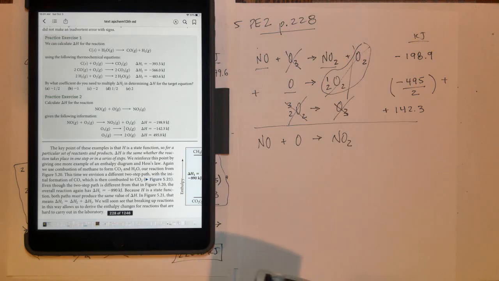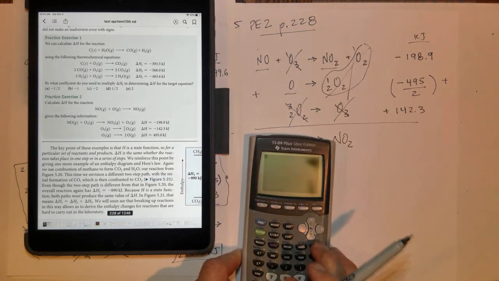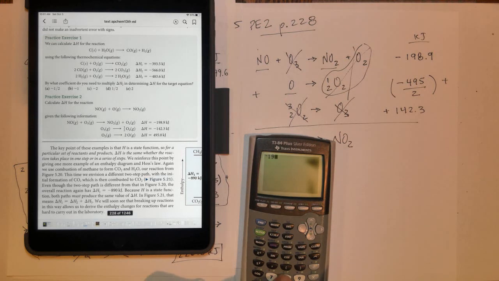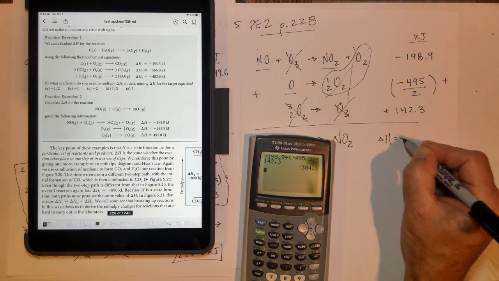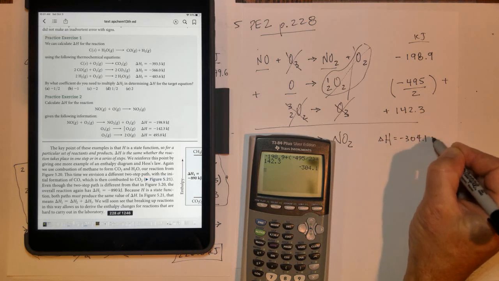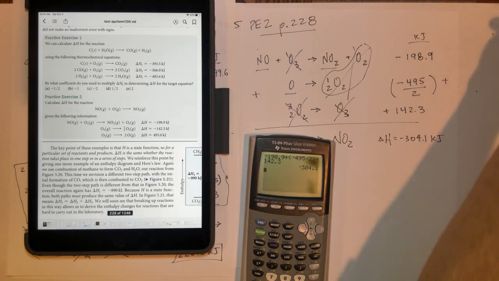And now I would add these 3 values together. Let's just do that on the calculator right here. Negative 198.9 plus my negative 495, dividing that by 2 and putting it in parentheses to keep my order of operations right. And then plus 142.3. If I put that in my calculator right, I end up with an enthalpy value of negative 304.1 kilojoules.